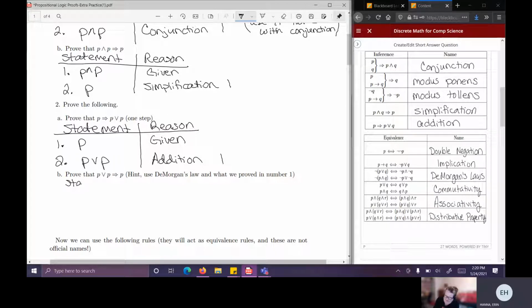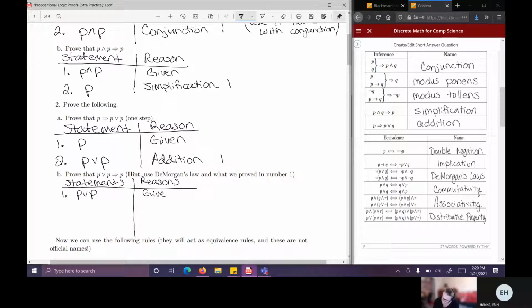So we have statements, and we have our reasons. And our hint here was that we wanted to use De Morgan's law and then what we actually proved in number 1. So we're actually going to need to pull what we proved from the first set of proofs to be able to finish this one. So the first thing is we want to write down what we're given, so that's just P or P.